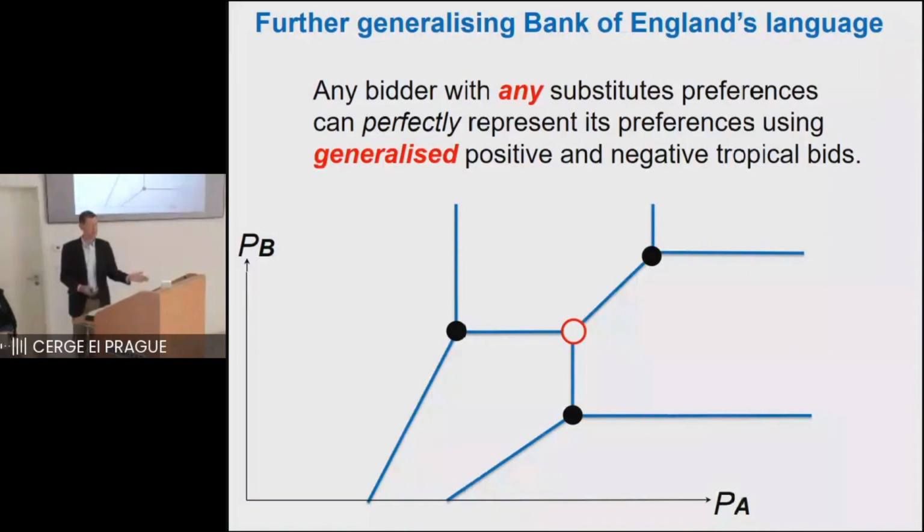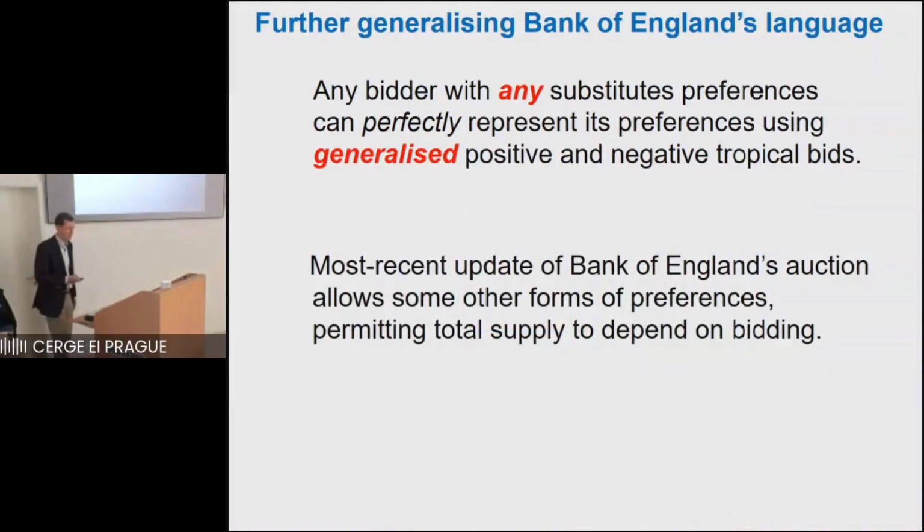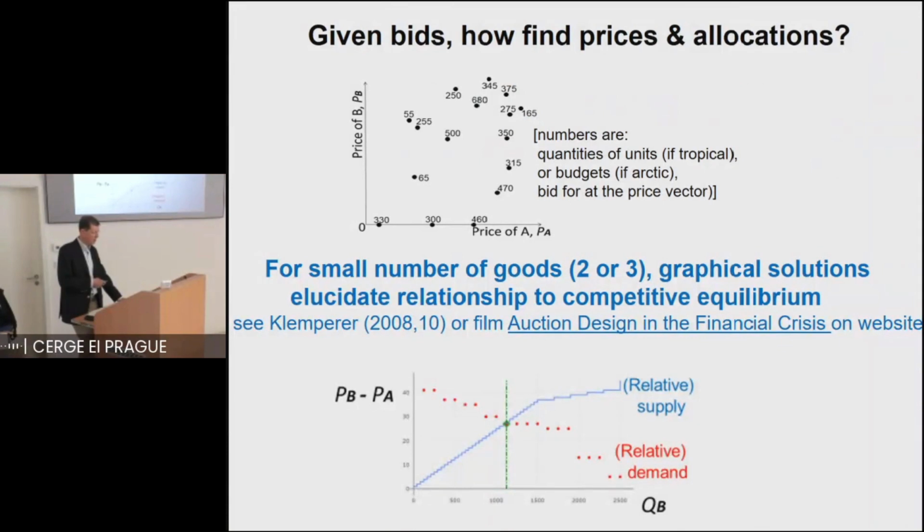It means things that can be expressed with these pictures from this set of fundamental units, the positive and the negative bids. And the most recent update of the Bank of England's auction allows some complements preferences as well, but not very much. So the final thing to do, or almost final thing to do, is this.